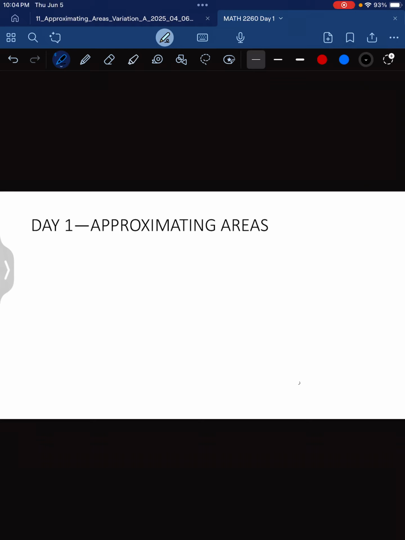Day 1, approximating areas. All right, let's say we have a function. It's a relatively nice function. In other words, it's continuous and doesn't do anything very strange. And then we have a value a and b that form an interval on the x-axis and a vertical line at a and a vertical line at b.